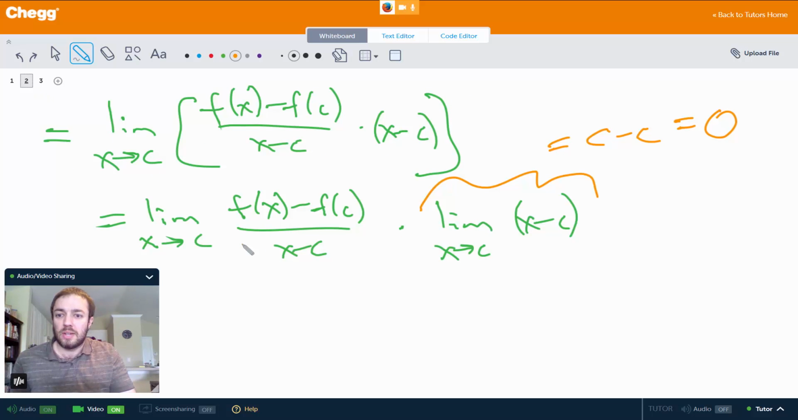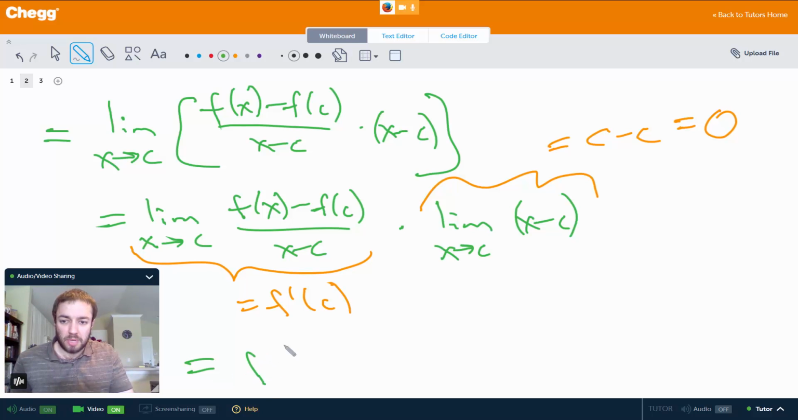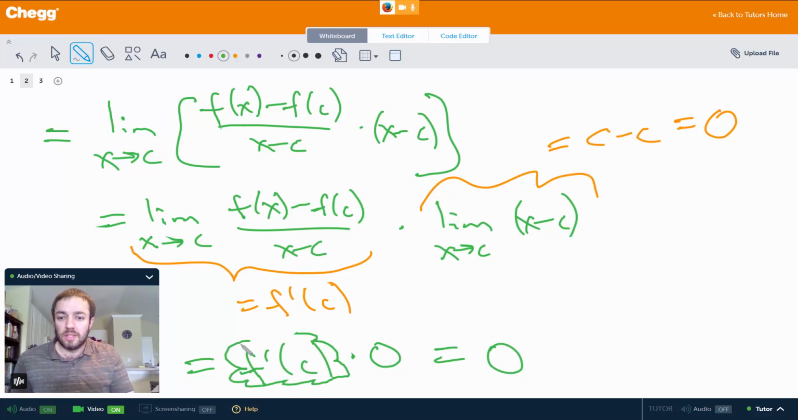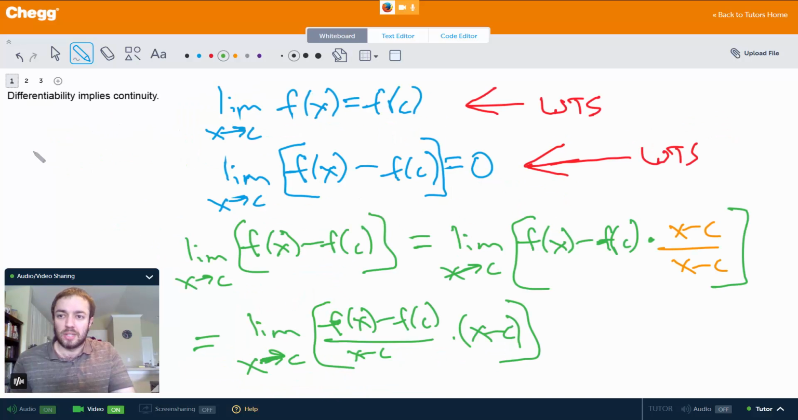So as it turns out, this whole thing is equal to, well, let's write this. This is just f prime of c. So the entire thing then is equal to f prime of c times 0, which is just 0. Now, why is it okay to say that this times that equals 0? You might be thinking, well, yeah, anything times 0 is 0. Well, this is only going to work if this actually exists. So if the derivative doesn't exist, or if it shoots off to infinity or negative infinity, then we can't say this. However, we know that this exists because what we're trying to do is show that differentiability implies continuity.